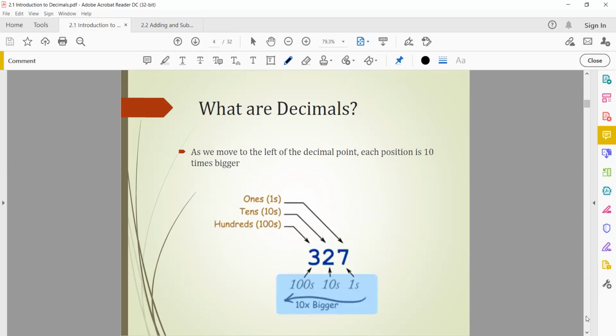So here's an example. Okay, so as we move to the left, each position gets 10 times larger. So the 7 just represents 7 ones. So that's just 7. The 2 represents 2 tens. So that part technically represents 20. And then the 3 is in the hundreds category. So that technically represents 300. So that's why you got 327. So as you go to the left, every column represents a number that is 10 times larger.